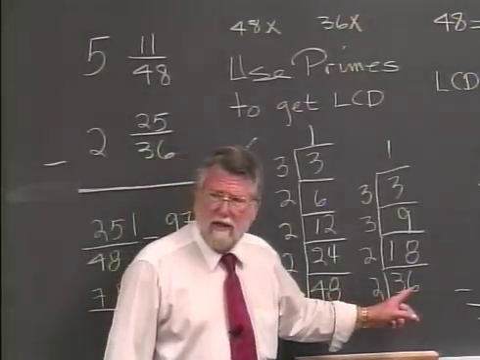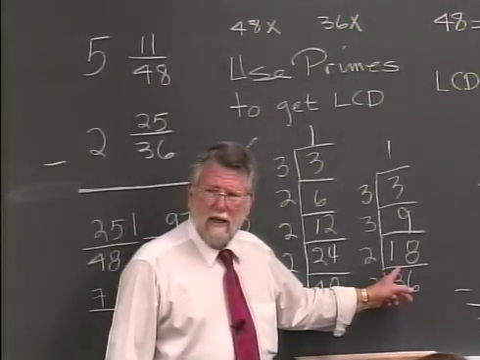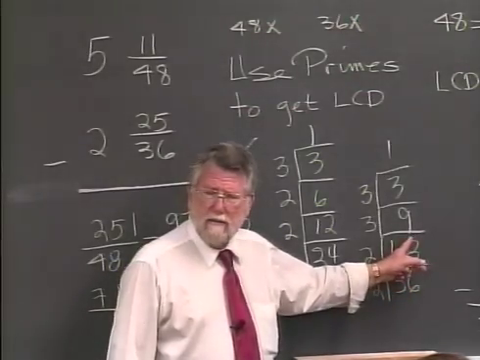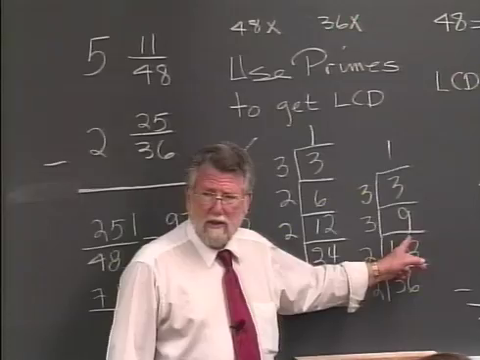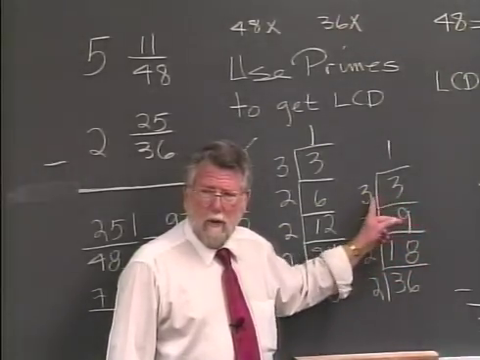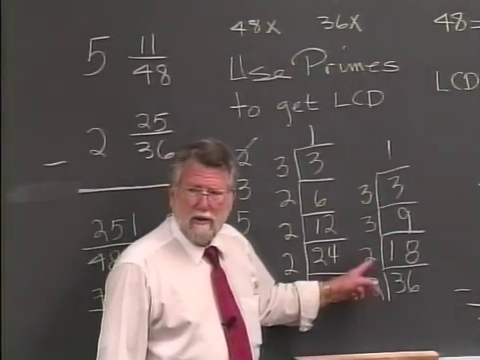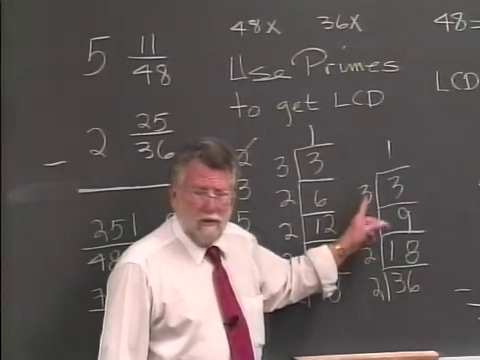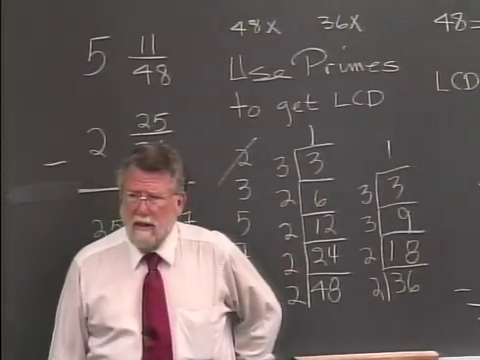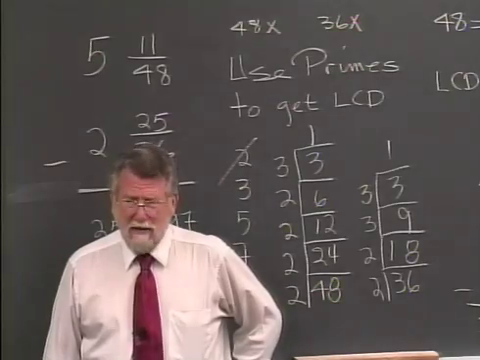The 36. And 2, again, will go into 36, giving me 18. It's even. So 2 will go again, giving me 9. Not even. So I go to 3. That gives me another 3. One more time. So how do I write 36? 2 to the second, 3 to the second. Now, we've been there enough times that you nearly have the T-shirt that says, I've been there and done that.